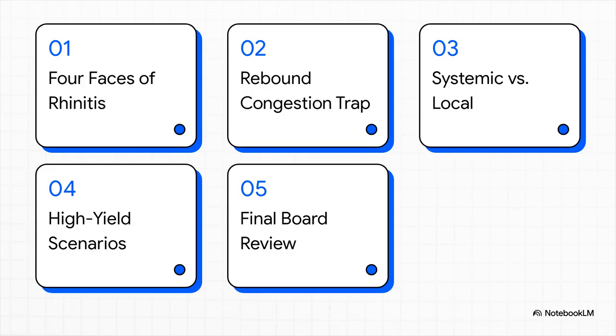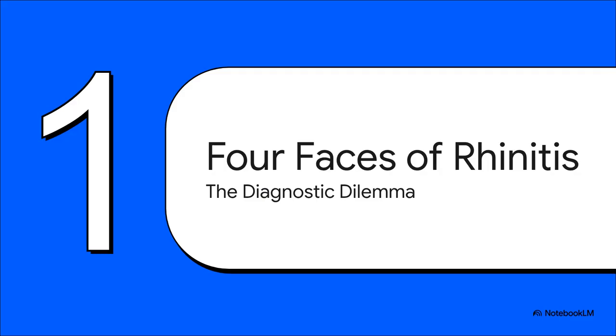Okay, so here's our game plan. First, we're going to look at the 4 different phases of rhinitis and how to tell them apart. Then, we'll dive right into that classic rebound congestion trap. From there, we'll get into the big differences between systemic and local steroids. After that, we'll put it all to the test with some board-style questions, and we'll wrap things up with a super quick, rapid-fire review. All right, first up, the 4 phases of rhinitis.